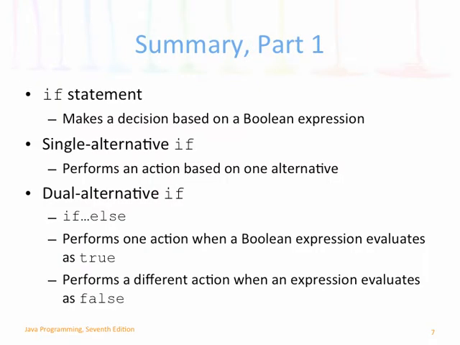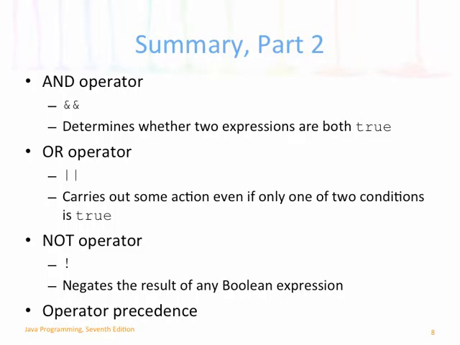So to summarize, the if statement makes a decision based on a Boolean expression. A single alternative if performs an action based on one alternative. A dual alternative if has an else statement. It does one thing if a Boolean expression is true, and it does something else entirely if a Boolean expression is false. The AND operator is denoted by two ampersands, and it determines whether two expressions are both true. If both expressions are true, then the AND expression is true.